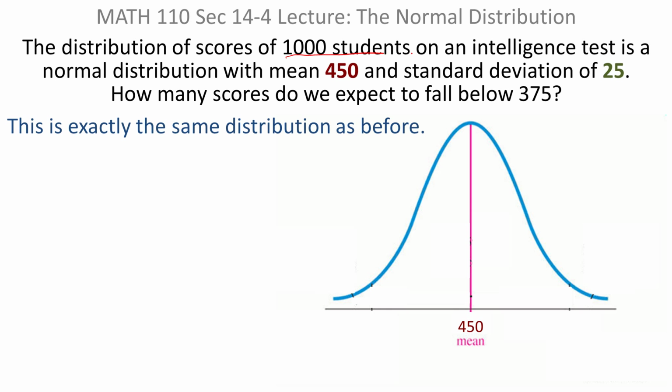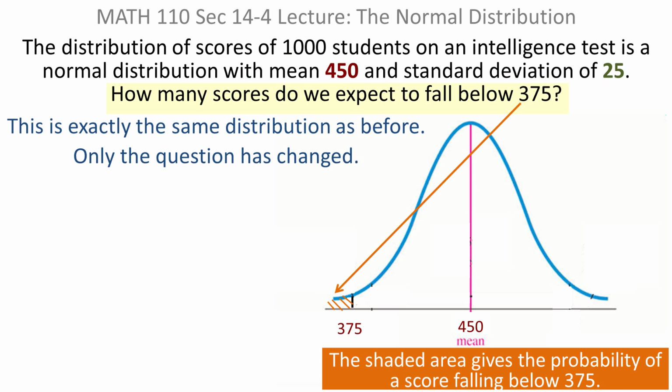We have 1,000 students. We've got a mean of 450. The standard deviation is 25. We're looking for the number of scores we expect to fall below 375. So if you put 375 on the graph, we're looking for the numbers below that. So it's the same game as before. We need to find out how many standard deviations there are from that number to that number.